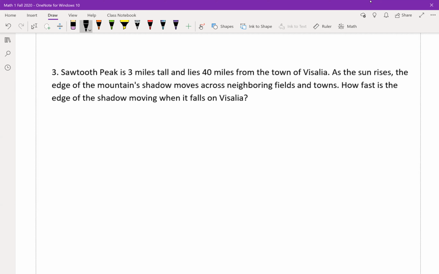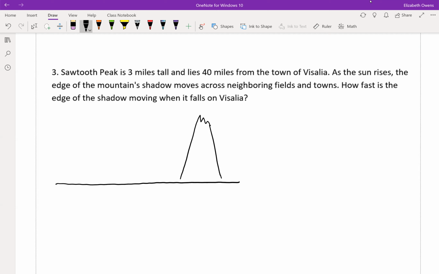So for starters, let's sketch it out. That's how we start these related rates problems. And let's draw Sawtooth Peak over here. A very technical drawing of the mountain. Okay, and here's all the little towns down below. There's some foothills in between there. And let's put the little town of Visalia right here. You can put some little buildings in there if you like. Cute. All right.